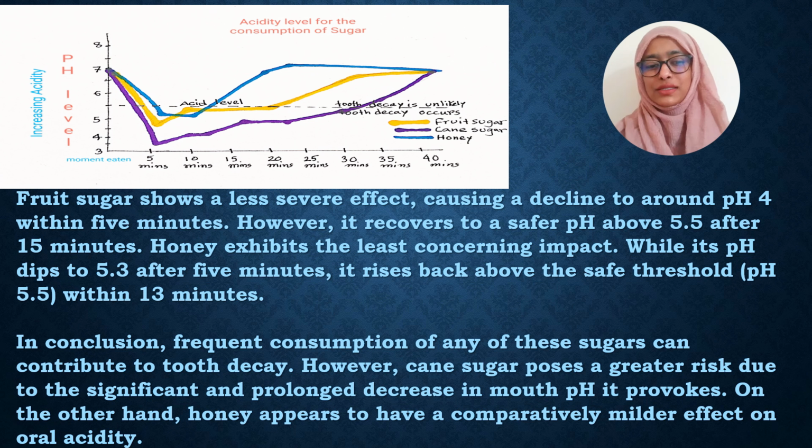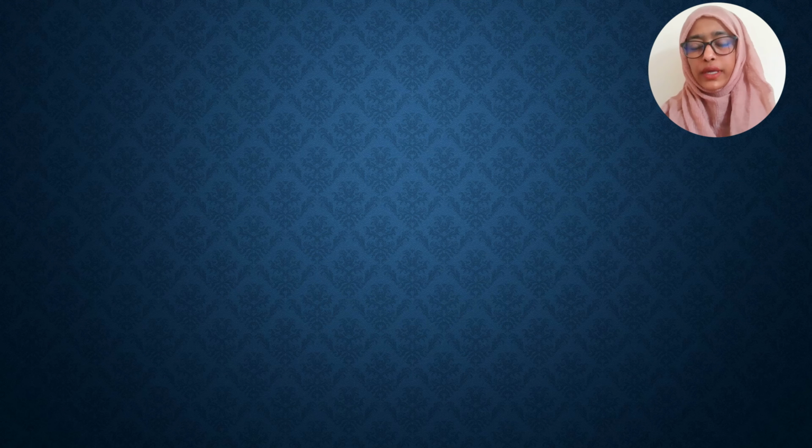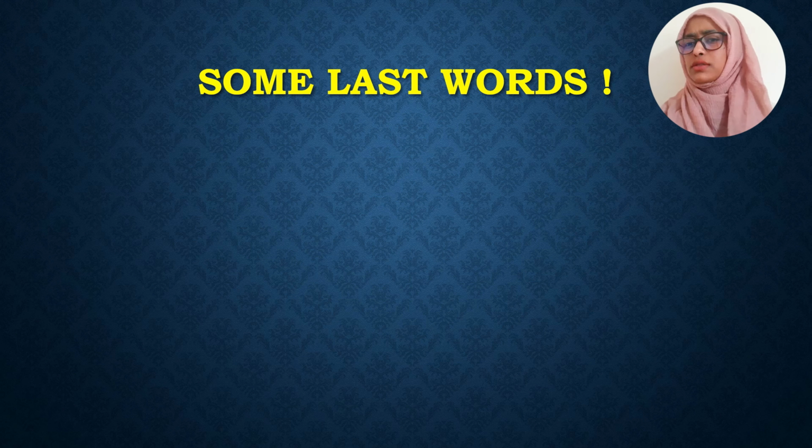And then in the last sentence, just a suggestion. On the other hand, honey appears to have a comparatively milder effect on the oral acidity. So it's just a kind of suggestion or comparative comment to finish. This is just a general statement about the whole writing in conclusion, and no need to write more than 2 to 3 sentences. So this is how you can write your whole Writing Task 1, this kind of writing, but I will still give you some more last words.